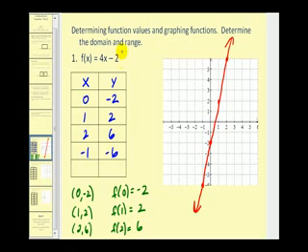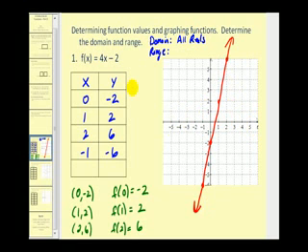Okay, and this problem also asks us to determine the domain and the range. Remember, the domain is a set of all possible inputs, or x values. And we know we can select any real number for the value of x, so the domain would be all real numbers. But let's take a look at it graphically. X values are the values that move from left to right. So as we can see, this line is slanted, but it does move left and right forever, verifying that our domain is all reals.